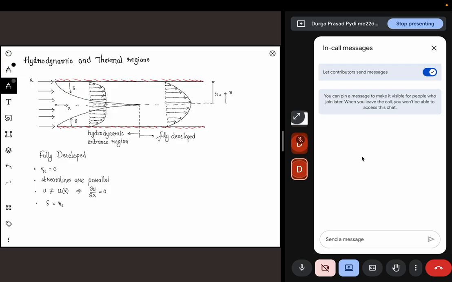If you recollect when we were discussing this even before, when you have a boundary layer, what happens is initially the velocity will be 0 at the wall, and it will keep on increasing, and then eventually it becomes the free stream velocity.